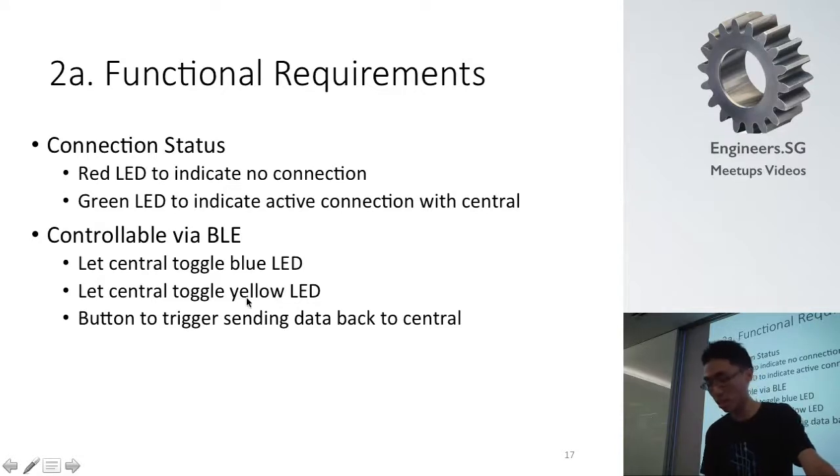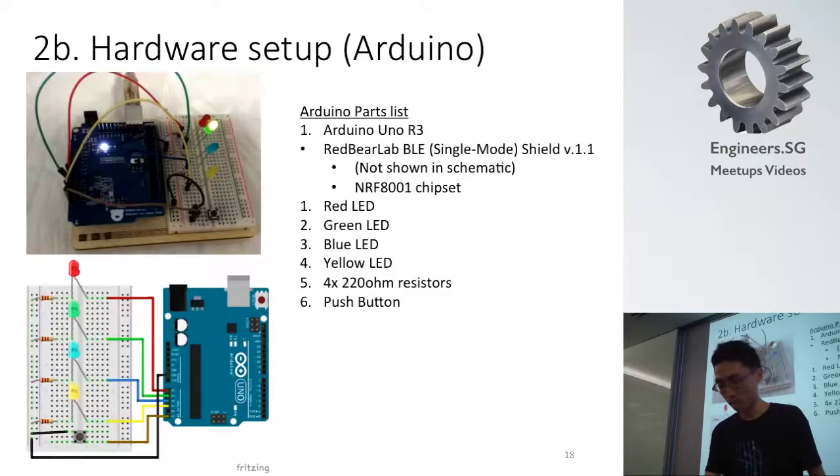A blue LED and yellow LED that can be controlled from the phone, and a button to trigger sending data back to the central. Okay, so this is how we're set up here. The key thing here is this particular Bluetooth low energy shield I'm using. This is based on the nRF8001 chipset.